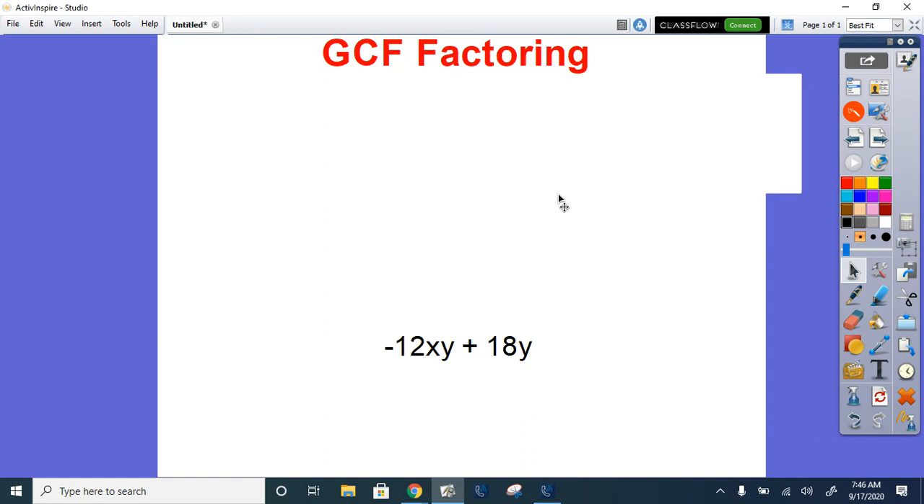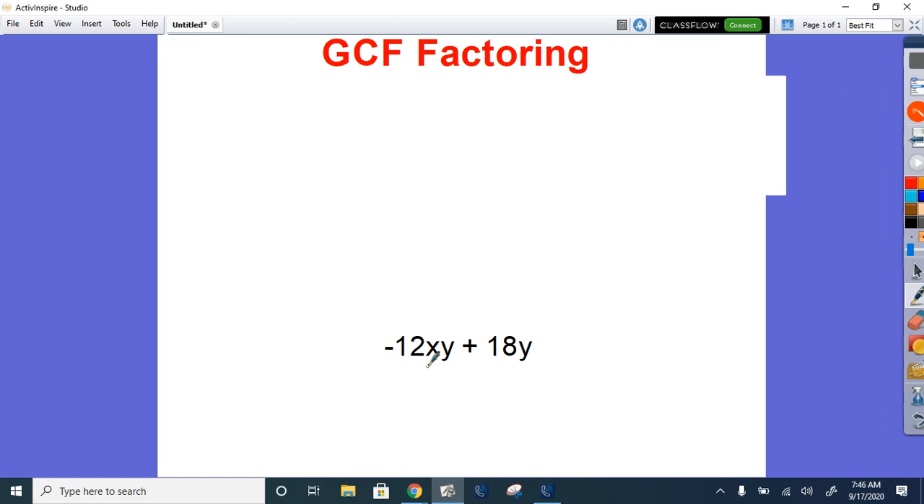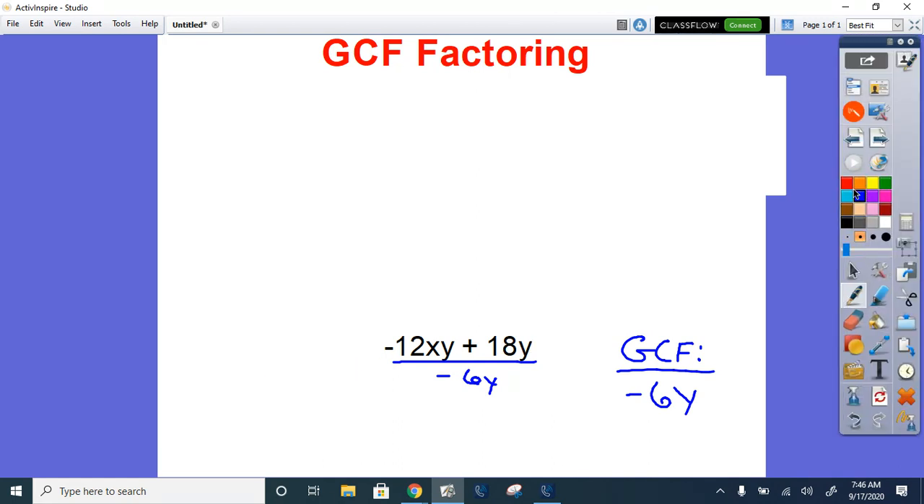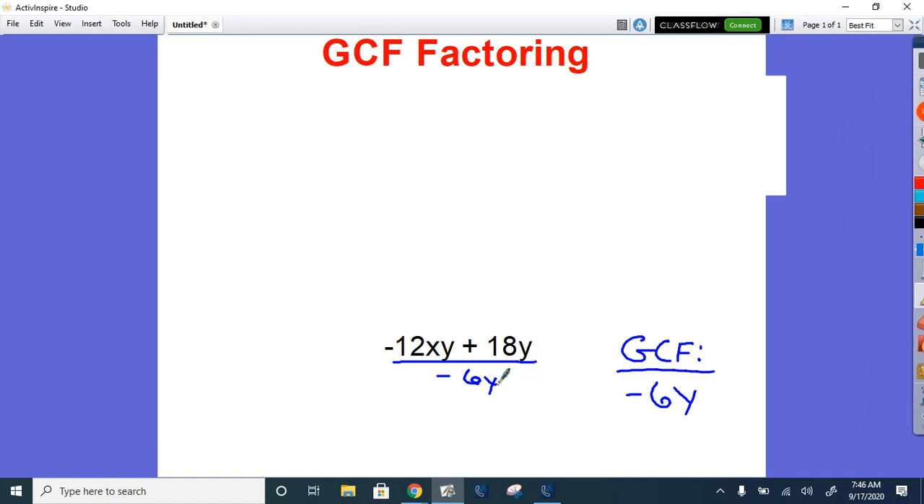Finally, let's say I have an example like this. Now I ask myself, do I have a like variable? I do. They both contain a y, so I know I'm going to be pulling out a y from both. And then I look at my terms here, negative 12 and negative 18, both share a greatest common factor of negative 6. I'm going to pull out that negative here because I want this lead term to be positive. Okay? So I'm going to divide both of these by negative 6y, and all that's going to do is literally bring out a y from both. We're not going to worry about exponents here, but we're essentially subtracting a y from each term.